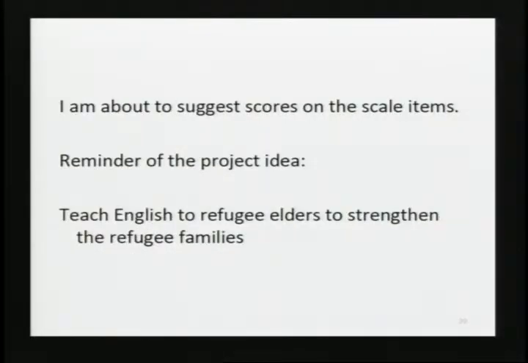I'm about to suggest scores on the scale items, but I'd like to remind us of the project idea. It is to teach English to refugee elders to strengthen the refugee families.